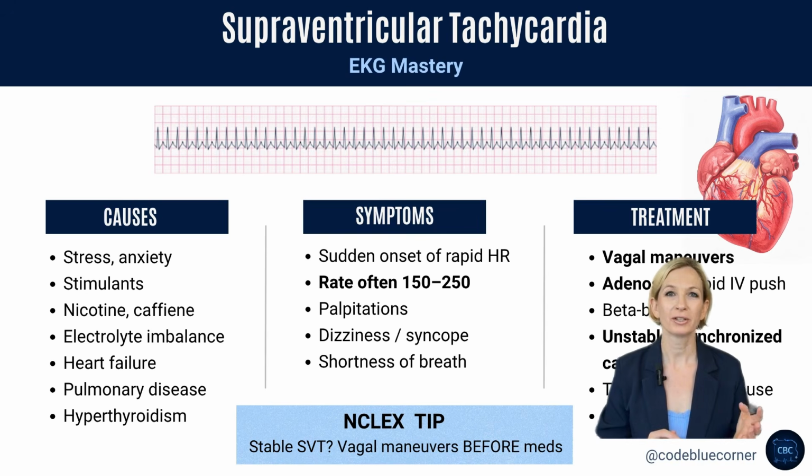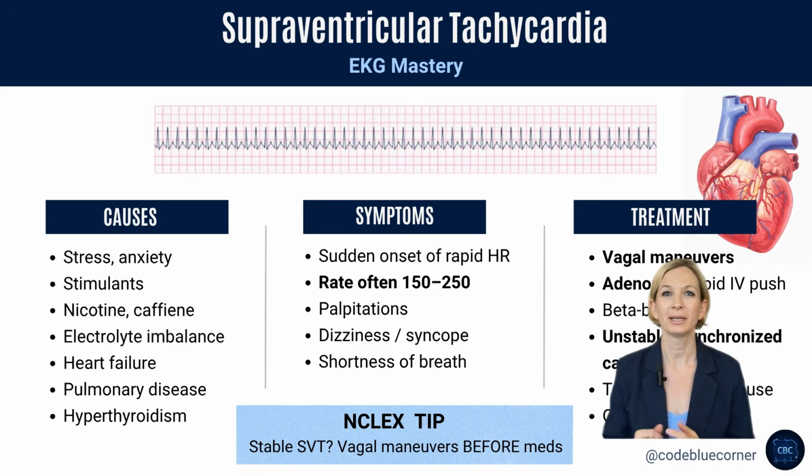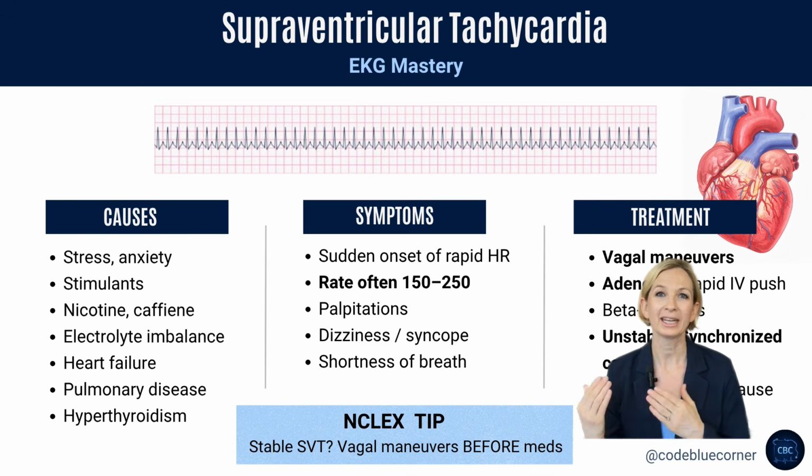This is supraventricular tachycardia or SVT. The rhythm is fast, often 150 to 250 beats a minute. It usually starts suddenly. Because it is so rapid, the P waves are often hidden.